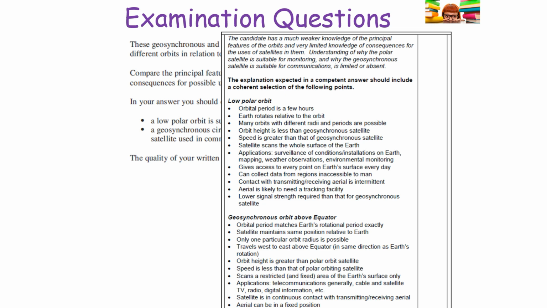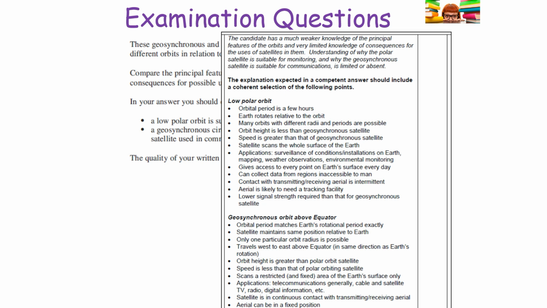Now the orbital height of a geosynchronous satellite, to maintain this, has to be higher than a polar orbital satellite, so therefore its speed will be lower because it's further away from the surface of the Earth, and its scans are only restricted to one particular area on the Earth's surface, so you would tend to use it for telecommunications, satellite TV, radio, and digital transmission.